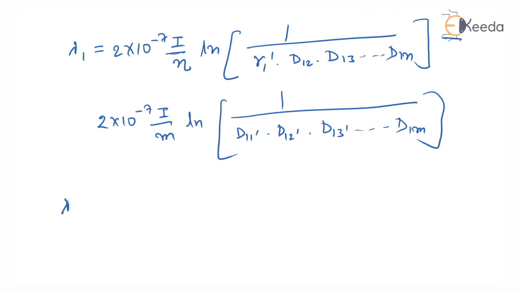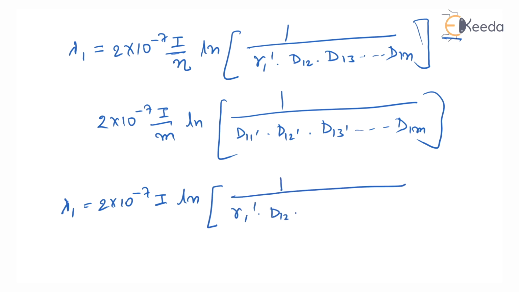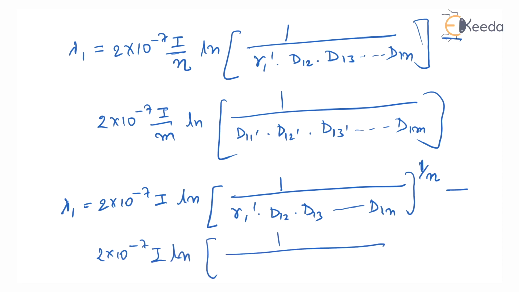Simplify this equation. So lambda 1 is equal to 2 into 10 to the power minus 7 I. So I can write this 1 by n as the power. So ln 1 upon r1 dash d12 d13 up to d1n, to the whole power 1 by n. Similarly for the next term, 2 into 10 to the power minus 7 I ln 1 by d11 dash d12 dash d13 dash up to d1m to the power 1 by m.